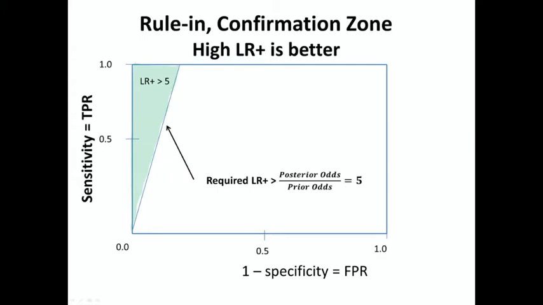We might call that the rule-in zone or the confirmation zone. So that's the area where we have a very high positive likelihood ratio and we're able to rule in, and the test is good enough to solve somebody's problem. And we can think of this as sort of a customer requirement, that unless the test can perform in that zone, it's not going to be helpful to the customer.